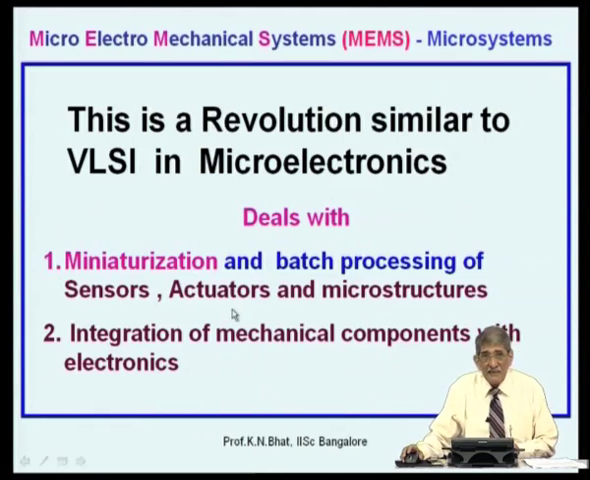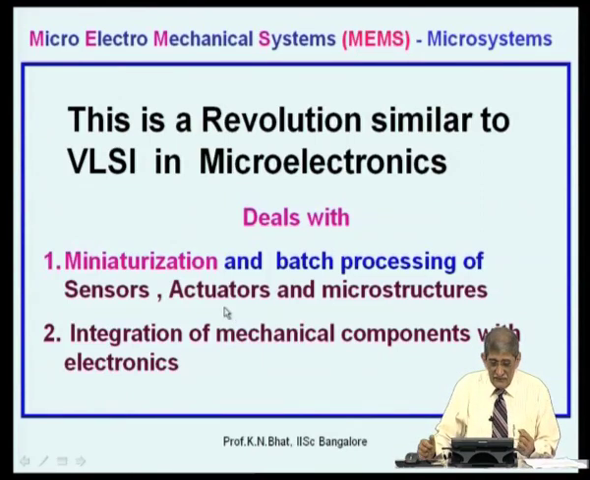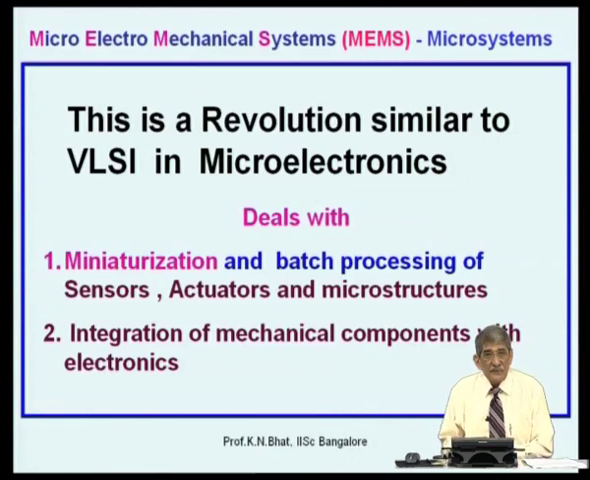So, if you can adapt that to mechanical systems, nothing like that. You can make the mechanical devices smaller by miniaturization. You can do the batch processing if you use specific materials which you really use for integrated circuits, that is silicon. Silicon has become very popular even with mechanical devices today. You will have subsequent lectures on that, which will tell you how silicon is a very powerful material for making mechanical components like sensors, actuators, etcetera.